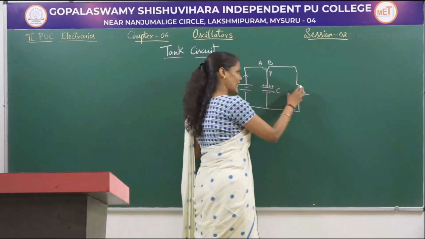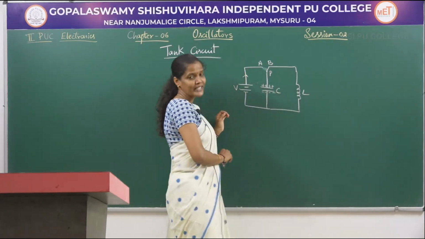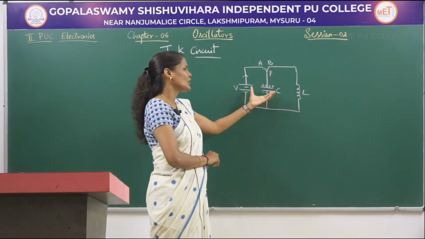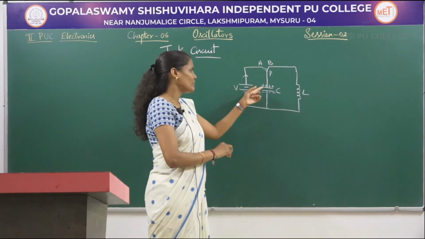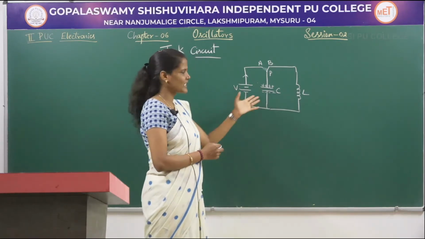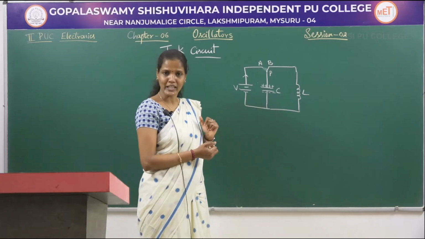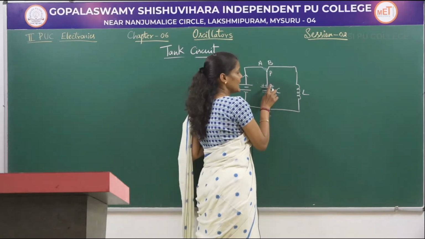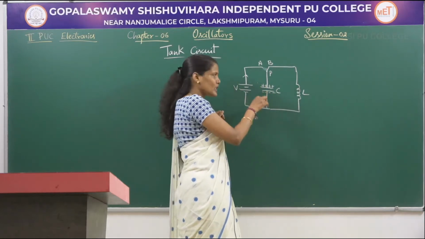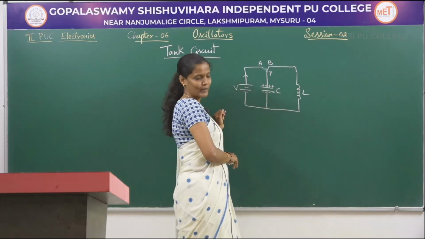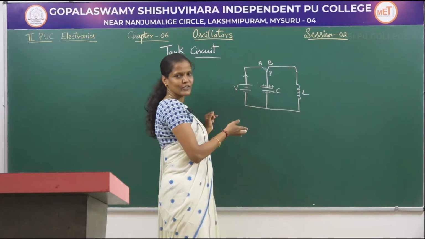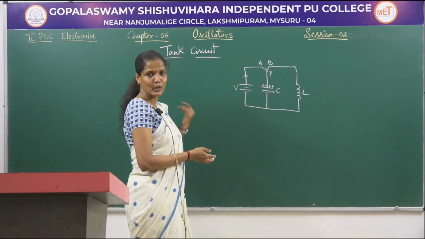Now the capacitor and the inductor will form one complete circuit. Here the capacitor is charged to the potential V, where the upper plate is charged to positive potential, whereas the lower plate is charged to negative potential. Upper plate charged to positive potential means there is a deficiency of electrons on the upper plate of the capacitor, but in the lower plate there are more electrons present.